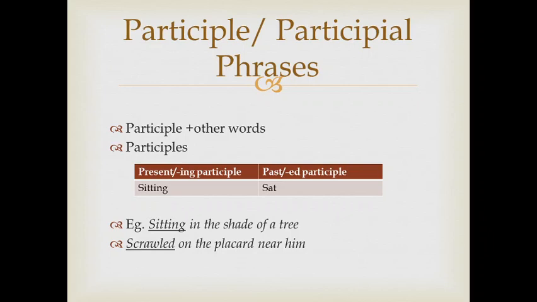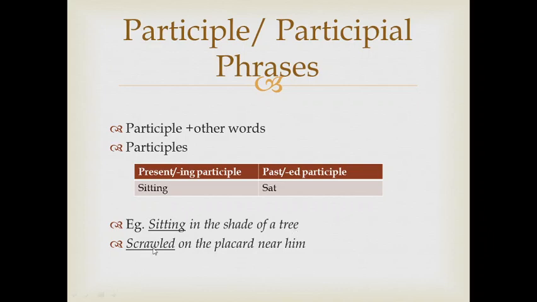Example of participle phrases: sitting in the shade of a tree. Together, that group of words, sitting in the shade of a tree, is a phrase. There should be something following this group of words. Only then does it become a complete sentence. This is a phrase. So there, sitting is the present participle, and altogether this group of words is a participle phrase.